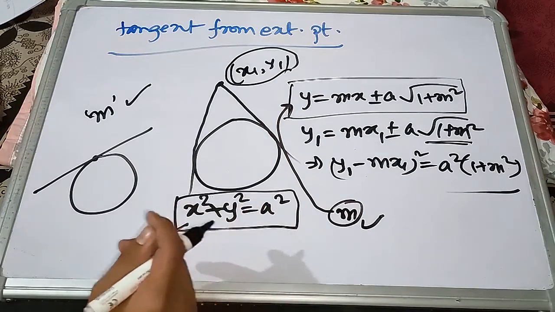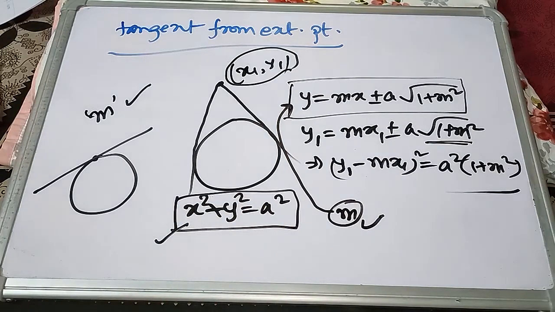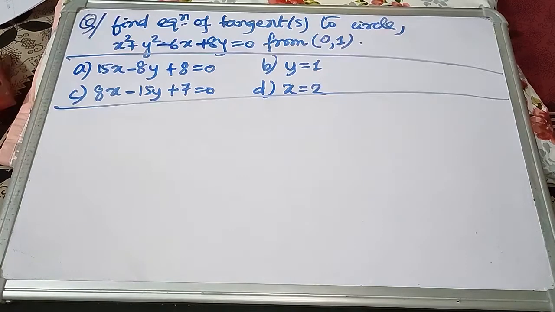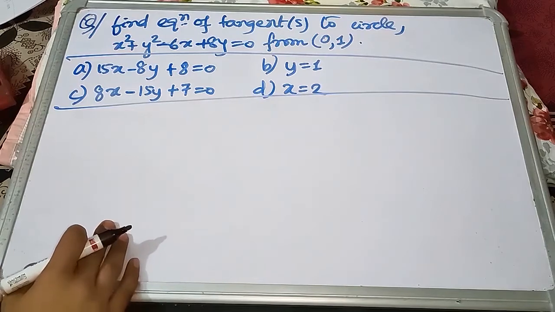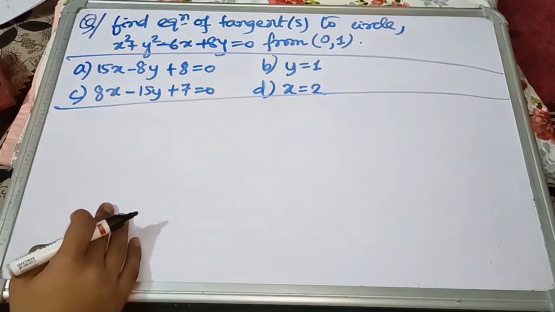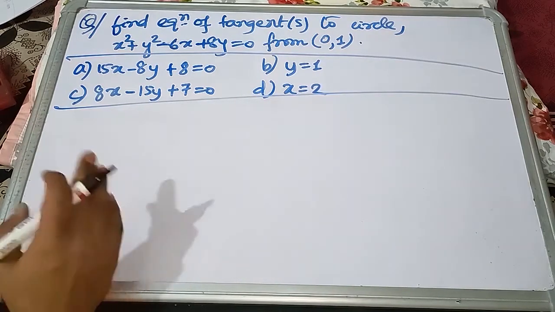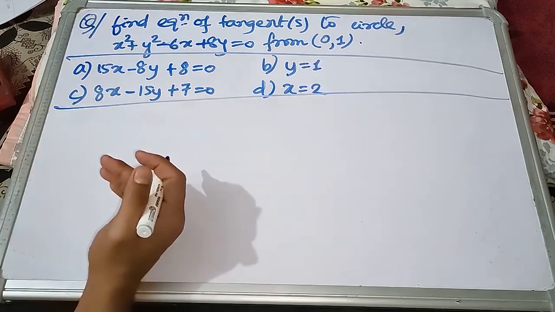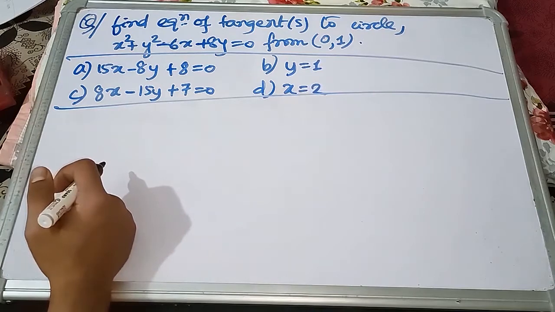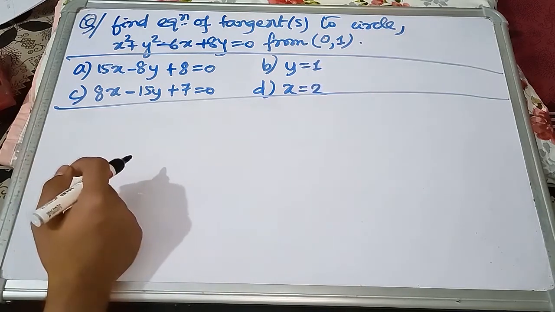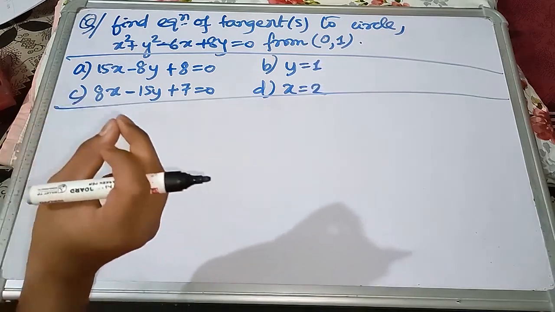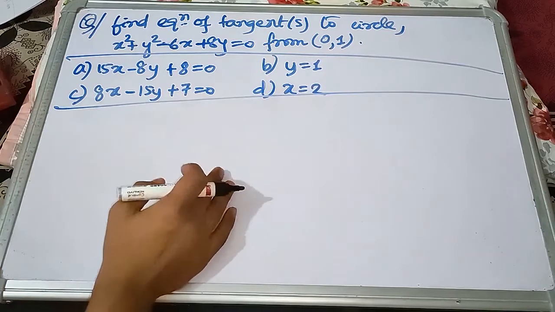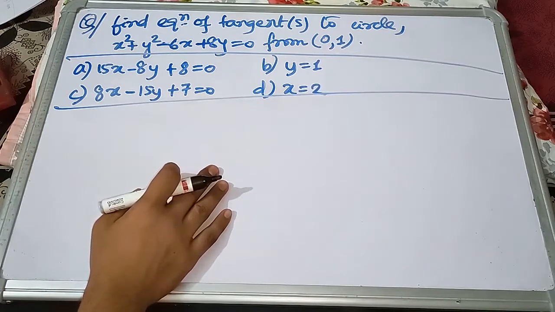Now I will show you one example regarding this to make your concepts even more clear. Let us look at the question. So this is the question we have in front of us. It tells us: find the equation of tangents to the circle x square plus y square minus 6x plus 8y equals 0 from (0, 1). If you are in a hurry and do not notice the position of the point, then you might commit a blunder.